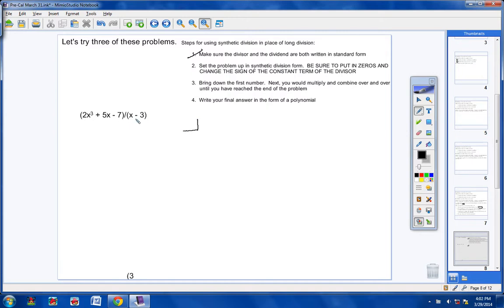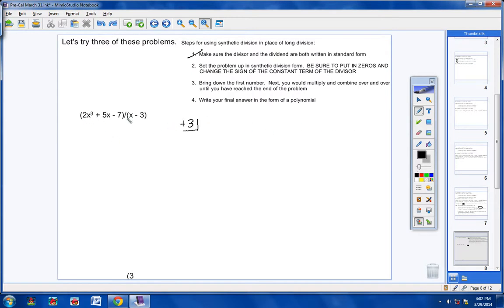First of all, I'm dividing by x minus 3. So my constant term is a negative 3. So what I'm going to put right here in the box would be a positive 3. Please don't forget to always change the sign of your constant term. Next, we're going to put some zeros in going across here, okay?